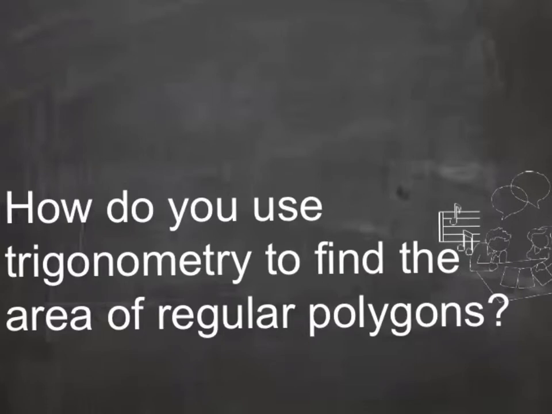How do you use trigonometry to find the area of regular polygons? We're going to continue the video from last week, and I had to split it in two parts.